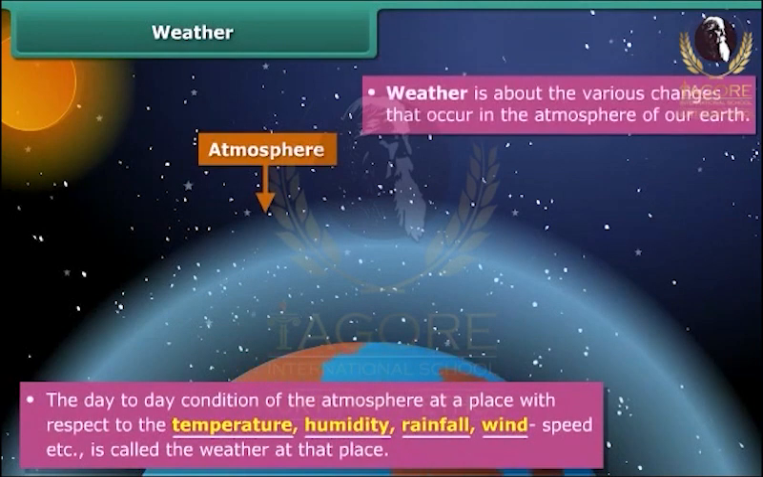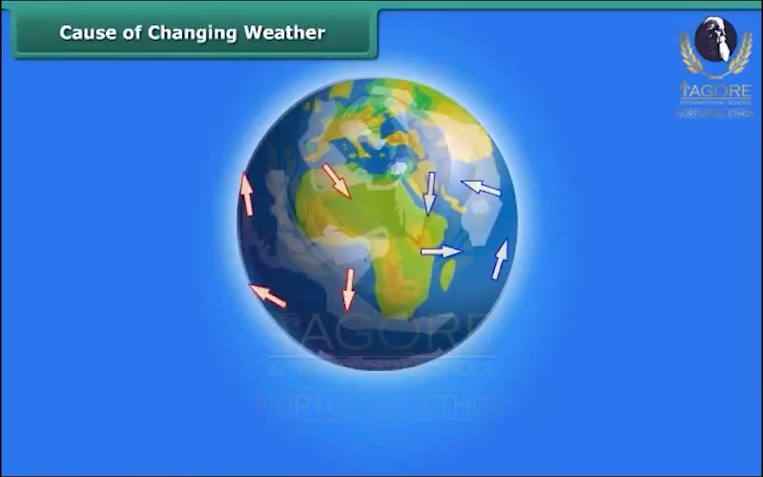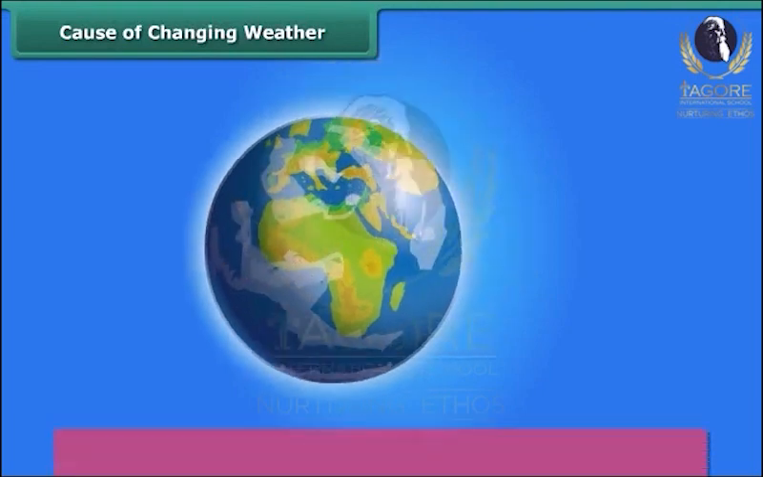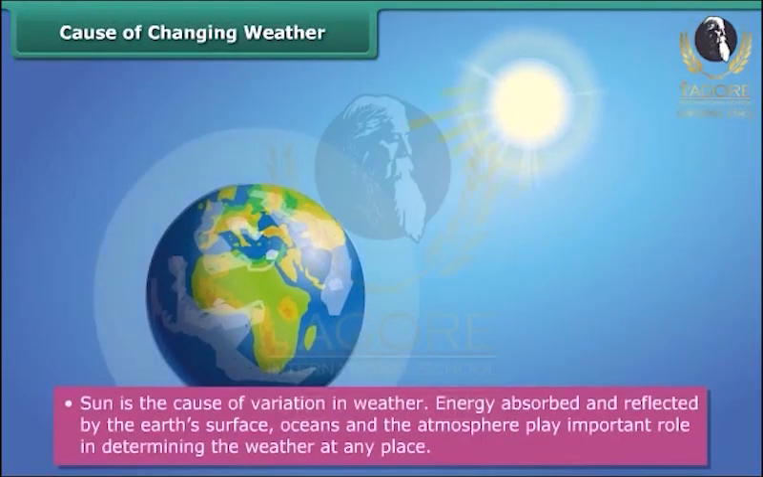Weather is about the various changes that occur in the atmosphere of our Earth. The weather is such a complex phenomenon that it can vary over very short periods of time. Do you know what the reason for changing weather is? The sun causes all changes in the weather.